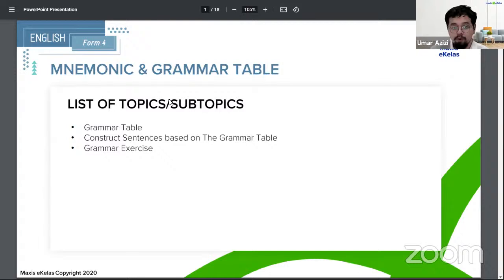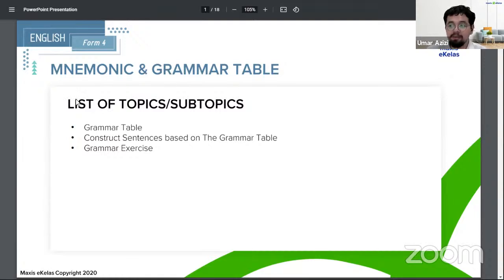This section is for the Form 4 students. If you're either Form 3 or below, or above Form 5, if you're just really into learning or if you're revising, thank you for joining us. Today we're going to go through mnemonic and grammar tables. Now the word here, M-N-E-M-O-N-I-C, is pronounced mnemonic. The N is silent.